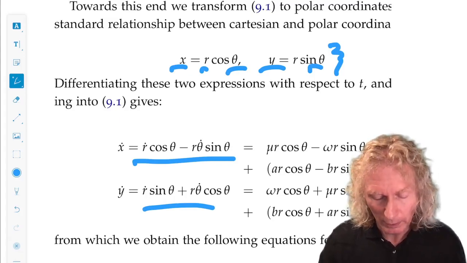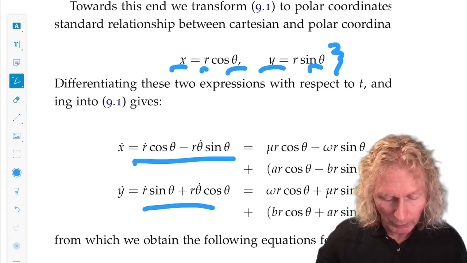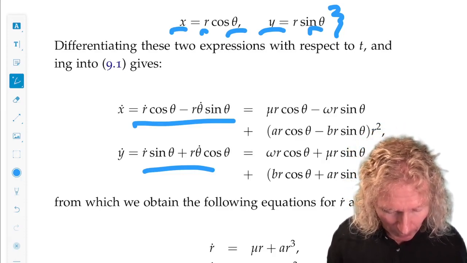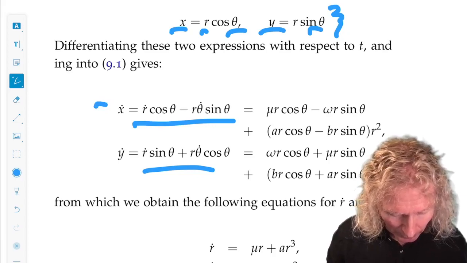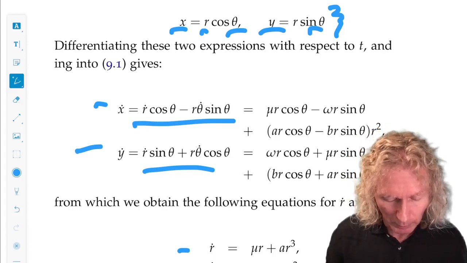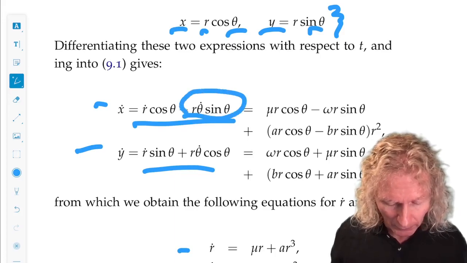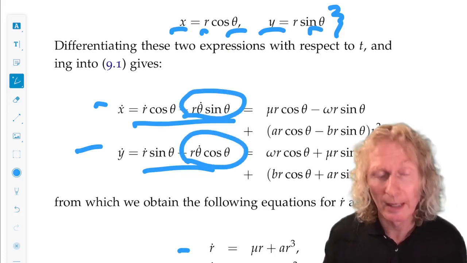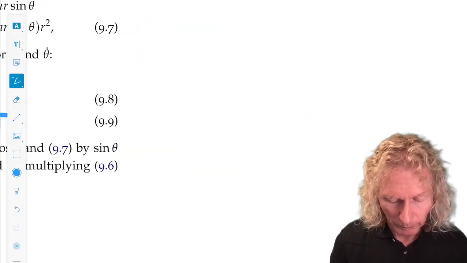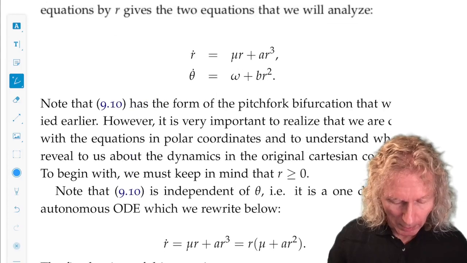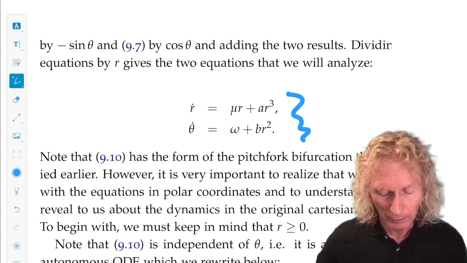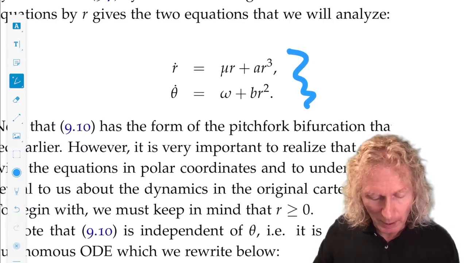And we substitute into the vector field above the polar coordinate representation for x and y. In order to get r dot by itself, we multiply the first equation by cosine theta, the second equation by sine theta, and add, and we can isolate r dot. And then to get r theta dot by itself, we multiply the first equation by minus sine theta, the second one by cosine theta, and add. So dividing through by r, we end up with this equation instead of the more complicated looking equation. We still see the constants a, b, mu, and omega.